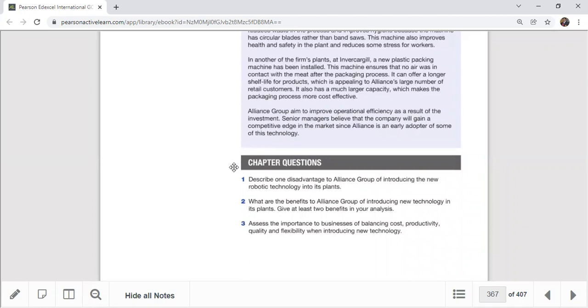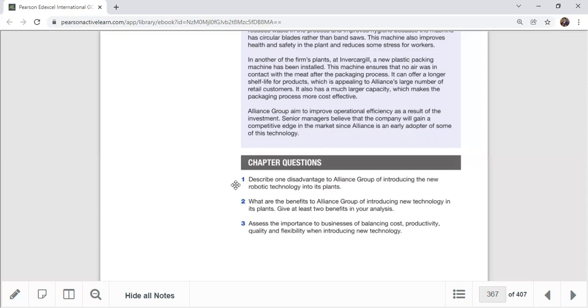3 questions. Describe one disadvantage to Alliance Group of introducing new robotics technology into its plants. It's asking for one disadvantage. I can say it is the loss of job opportunities, because this work is traditionally done by people, but now they're replaced by robots. Large meat producers are using robotics. It's very efficient, more productive and accurate, especially for cutting and everything. But that's one drawback: the loss of job opportunities for the people in New Zealand. We'll see the answer later on.